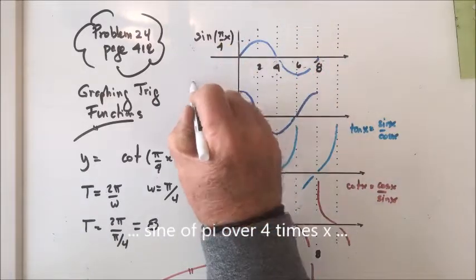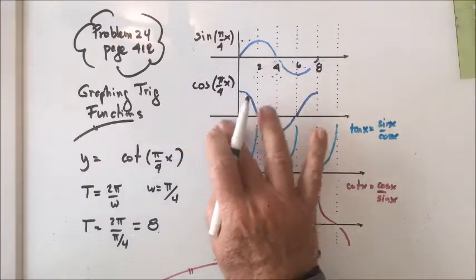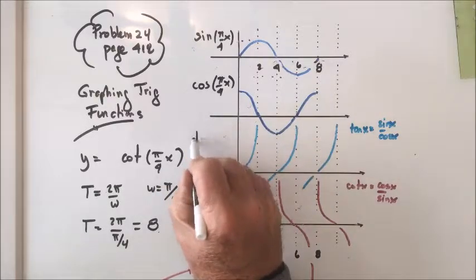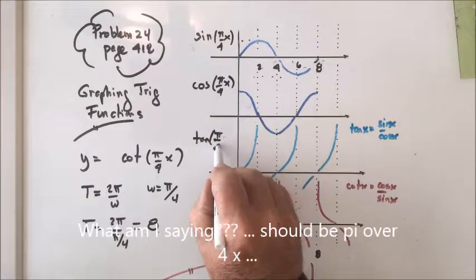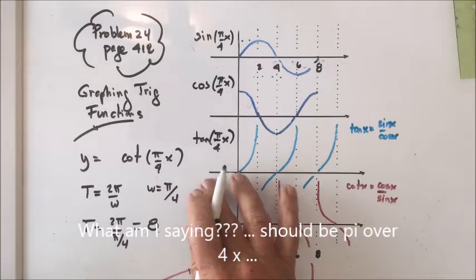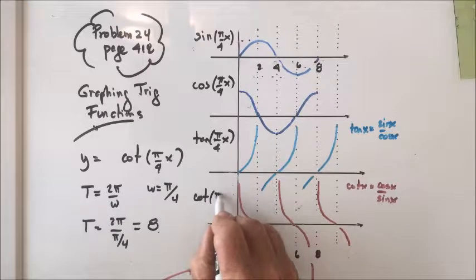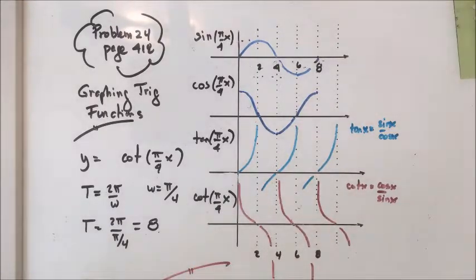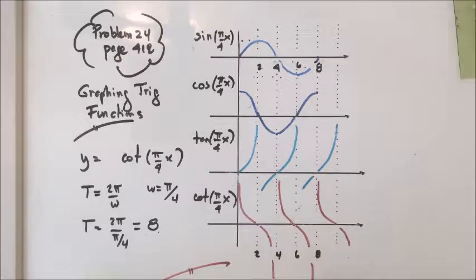Here is the cosine of pi over 4x. Here is the tangent of pi over 4x. And here is the cotangent of pi over 4x. Just that simple. So let's call this the solution to problem 24 and continue on.